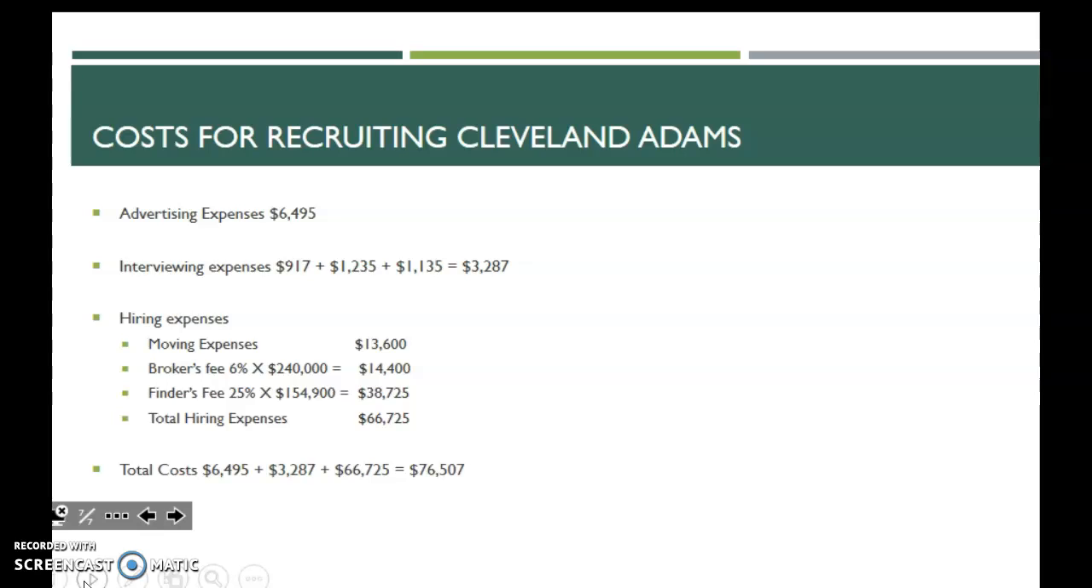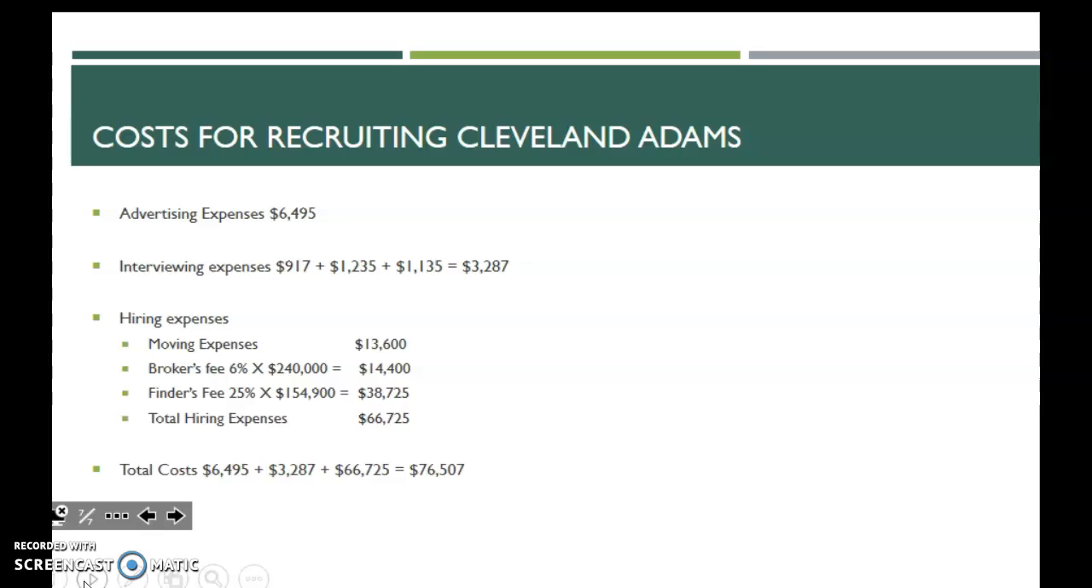$3,287. Now remember, they only spent $1,135 for Cleveland, but they did incur the expenses for everyone else before they hired Cleveland. So you have to include all of the expenses for all of the candidates they interviewed. So that is $3,287. Then you have Cleveland's hiring expenses.